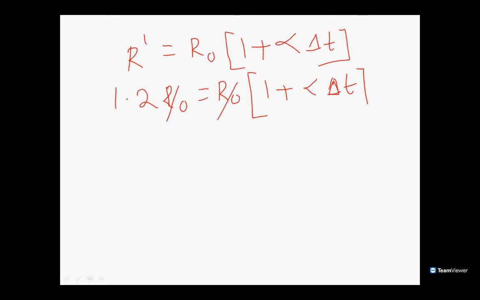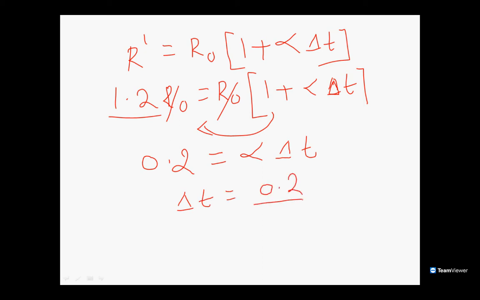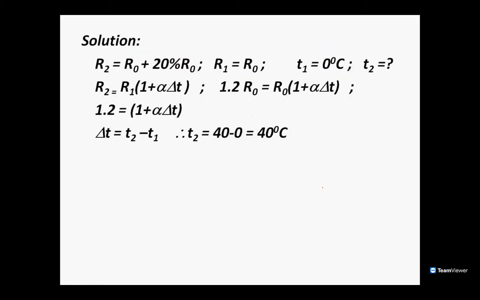This R naught gets cancelled. What is left here? 1.2 minus 1 equals 0.2 equals alpha into delta T. Then delta T equals 0.2 divided by alpha. Now substitute the value of alpha here.